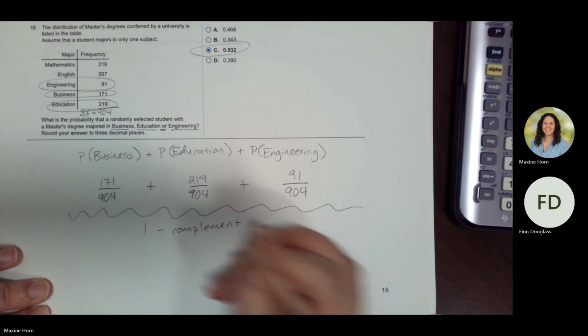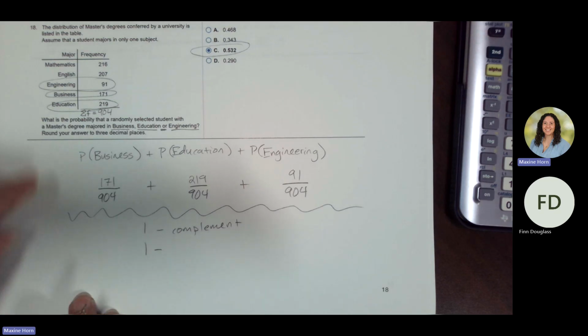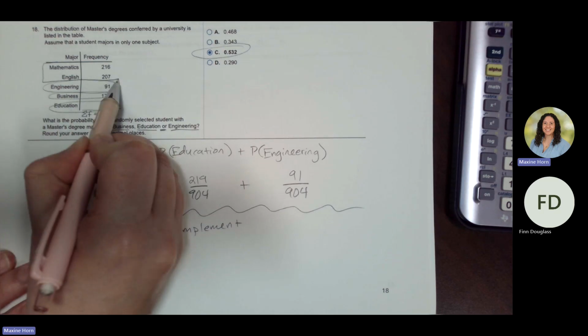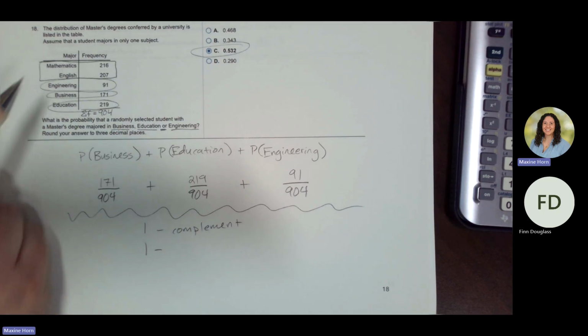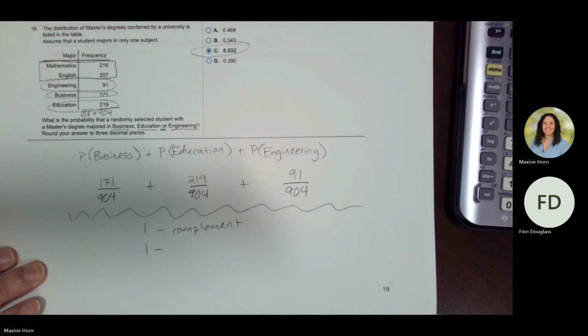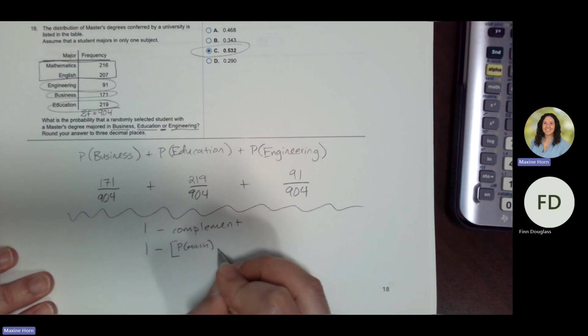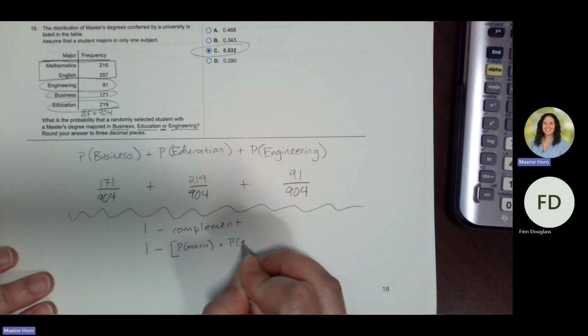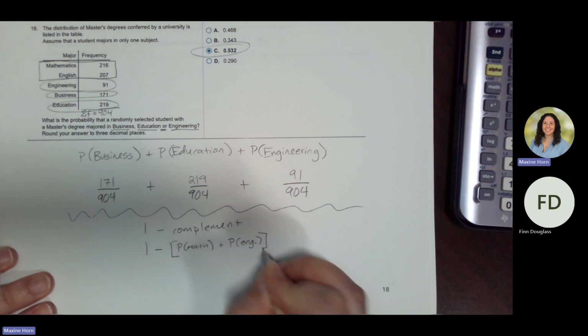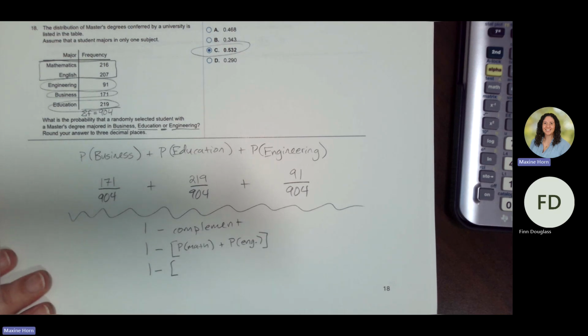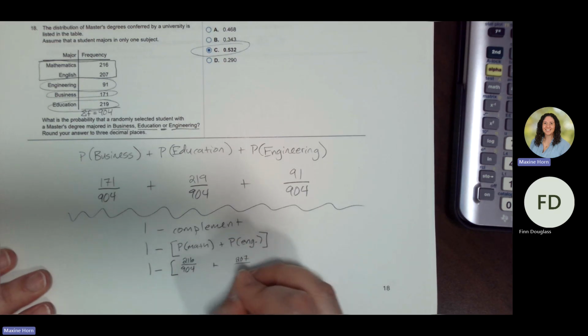Okay, well, what is the complement? The complement of this or this or this is going to be this or this. It's going to be mathematics or English, right? So that's going to be 1 minus the probability of a math degree plus the probability of an English degree. So what was the probability of a math degree? It was 216 out of 904. What was the probability of an English degree? It was 207 out of 904.